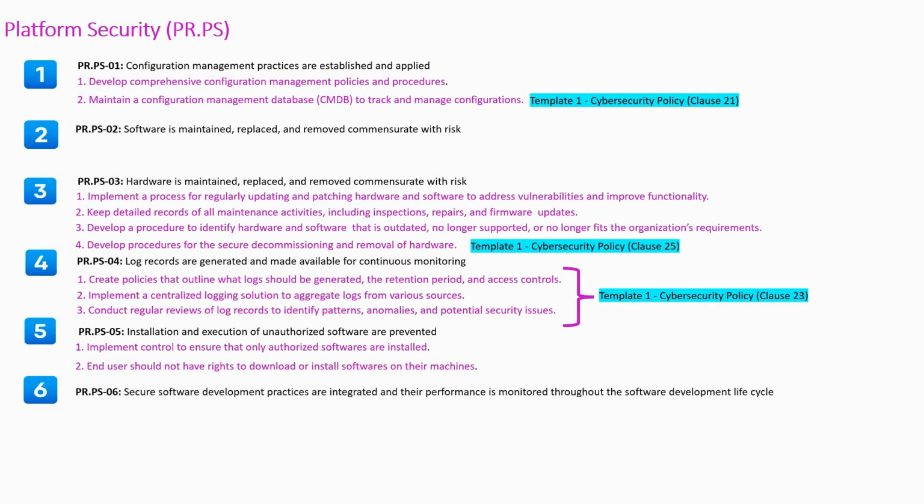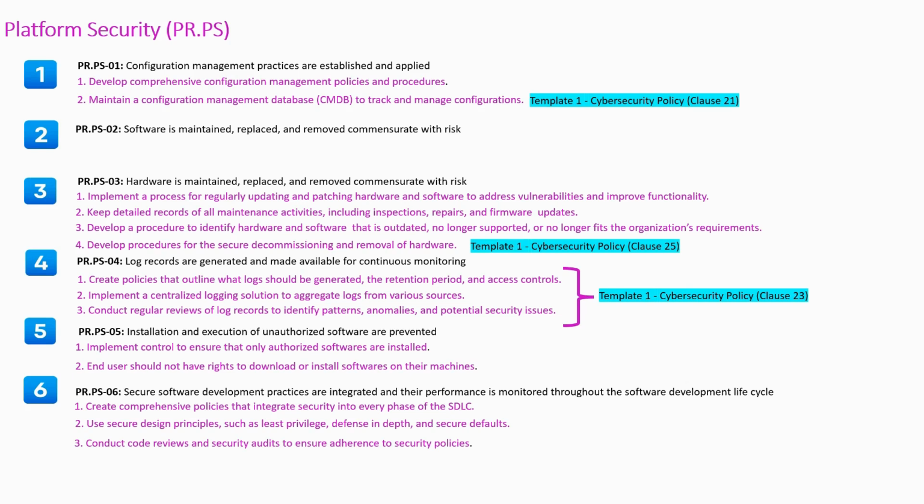Sixth subcategory is about secure SDLC processes. To implement the same, what you need to do is to create a comprehensive SDLC policy. Policies should include use of secure design principles such as least privilege, defense in depth, and secure defaults. Policies should also mandate code reviews and security audits to ensure adherence to security policies.